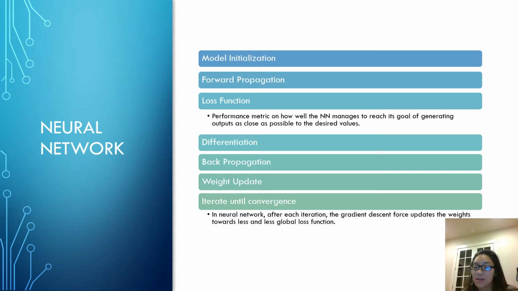Then we differentiate this loss function, and we try to find where the rate of change of the loss function is 0. We backpropagate, we go back, and we look at our inputs, and we recalculate the predicted action value functions. Using those changes, we update the weights of our neural network, and we iterate until it converges. In a neural network, after each iteration, gradient descent updates the weights towards less and less global loss. So the neural network is trying to minimize the loss function, minimize the differences between the predicted action value function and the actual action value function.